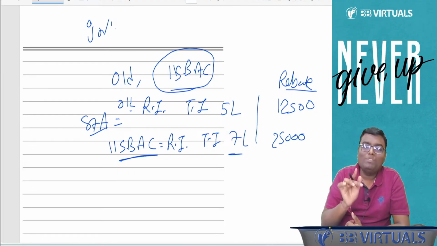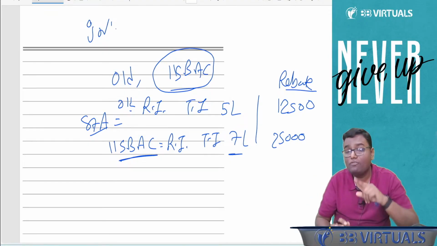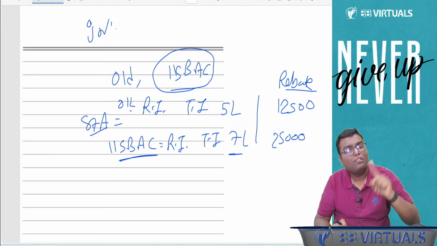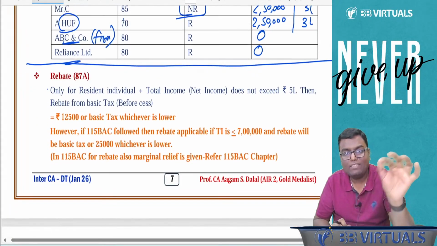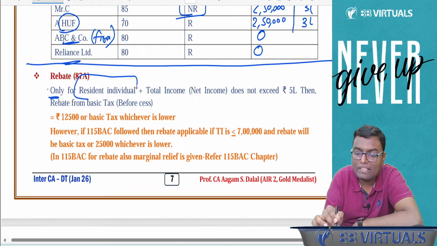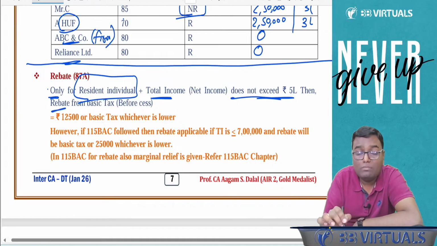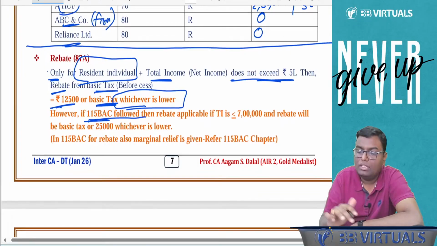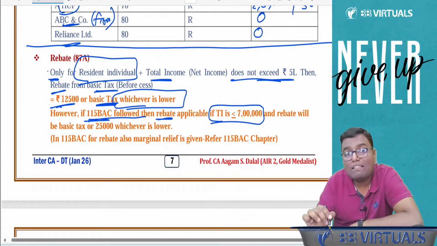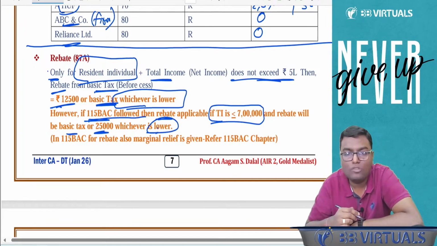But for you people, what is the limit in the new tax regime? 7 lakh. And what is the maximum rebate applicable? 25,000. But if you follow the old regime, what is the limit? 5 lakh. What is the rebate amount? 12,500. See what I have written over here? Rebate 87A: only for a resident individual. Total income does not exceed rupees 5 lakh. Rebate will be from basic tax, 12,500 or basic tax, whichever is lower. However, if 115BAC is followed, then rebate will be applicable if total income is up to rupees 7 lakh. And what will be the rebate amount? Basic tax or 25,000, whichever is lower.